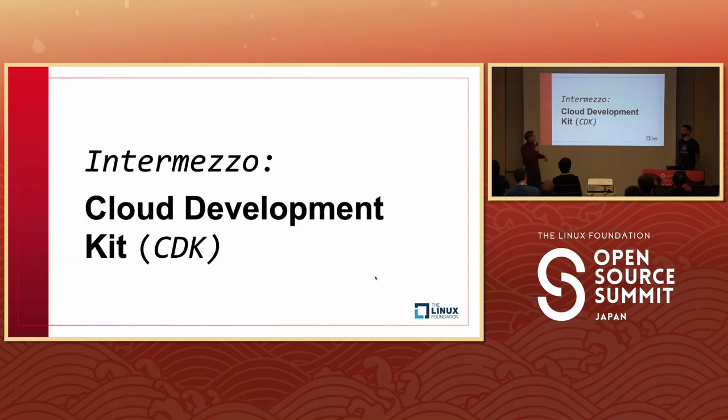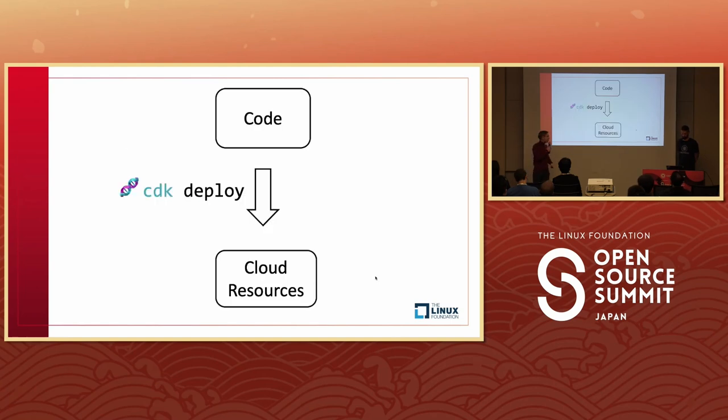We will go into the Cloud Development Kit. I will give a short introduction to what the Cloud Development Kit is. The Cloud Development Kit is a kit from AWS that you can use for infrastructure as code. It's an infrastructure as code tool that, with the command CDK deploy, will convert your code into actual infrastructure, into actual cloud resources. So let's see an example.